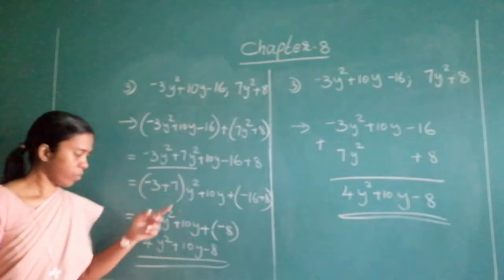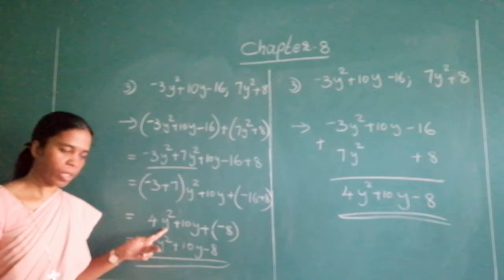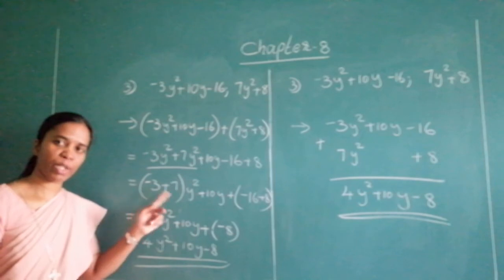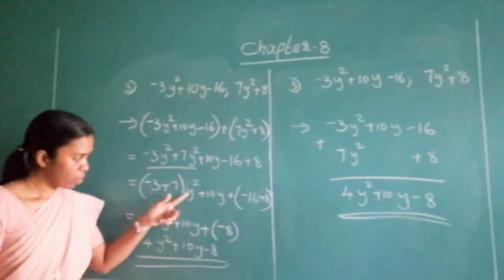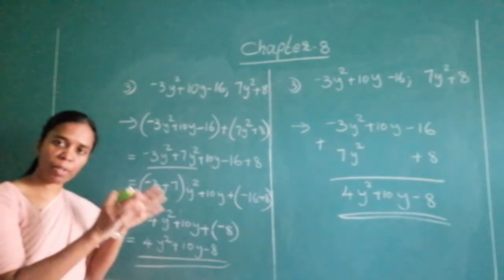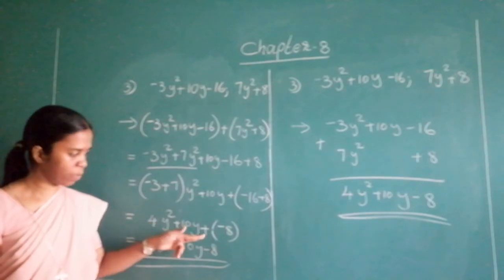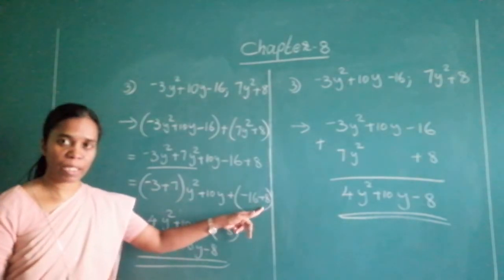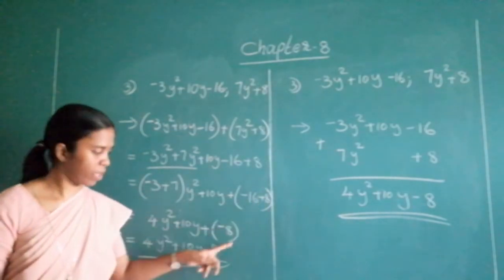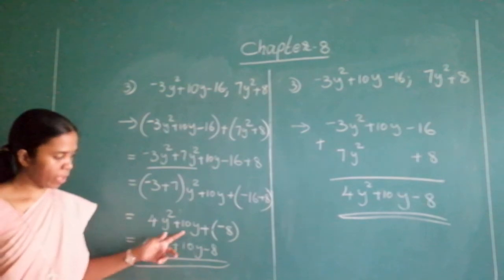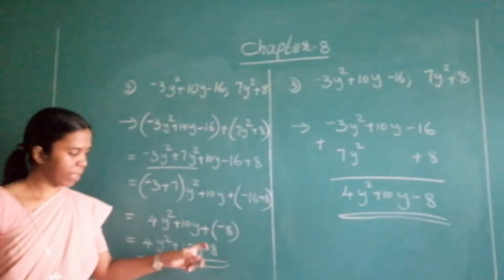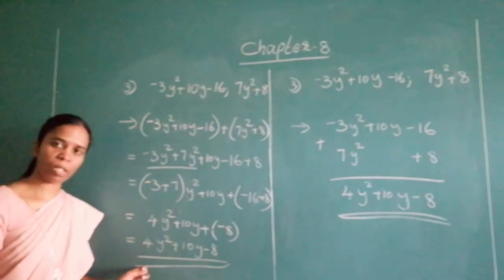Minus 3 plus 7, you have 4y square. When the signs are different, put the sign of the greater number, write the difference between them. Put the variable, plus 10y, because there is no like term. Whenever there is no like term, the term remains as it is. So you get 10y as it is, plus minus 16 plus 8. Signs are different, put the sign of the greater number, write the difference between them. So you have 4y square plus 10y. When you open the bracket, you have plus multiplied by minus, plus into minus, minus. So this is the answer.